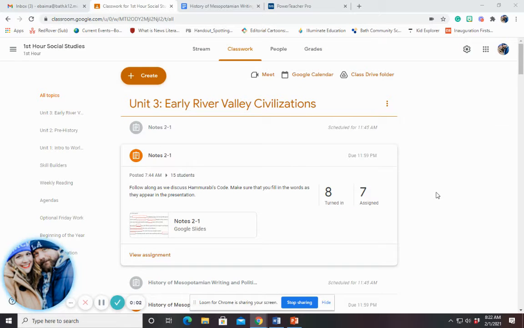Hello, today we are going to be taking some notes. These notes will focus on Hammurabi's code and its influence on society in Mesopotamia.